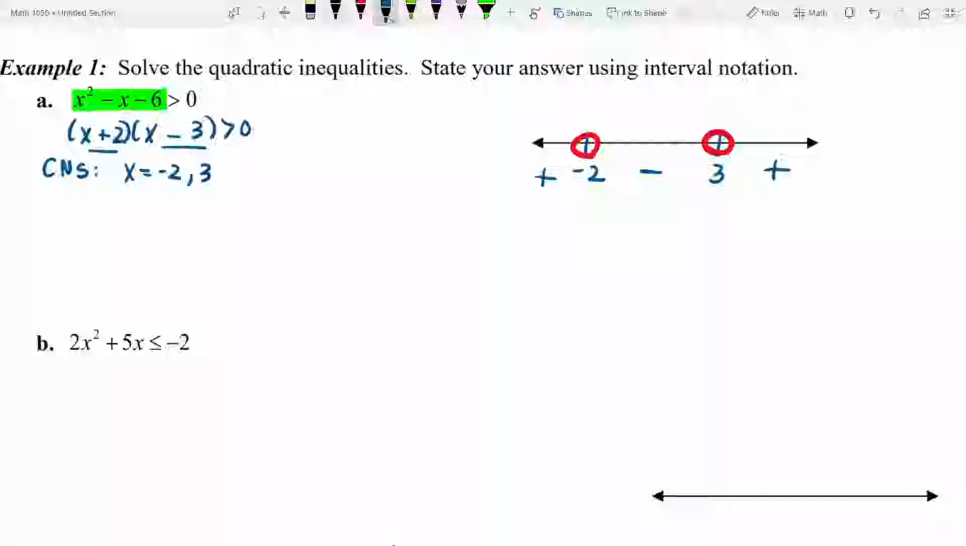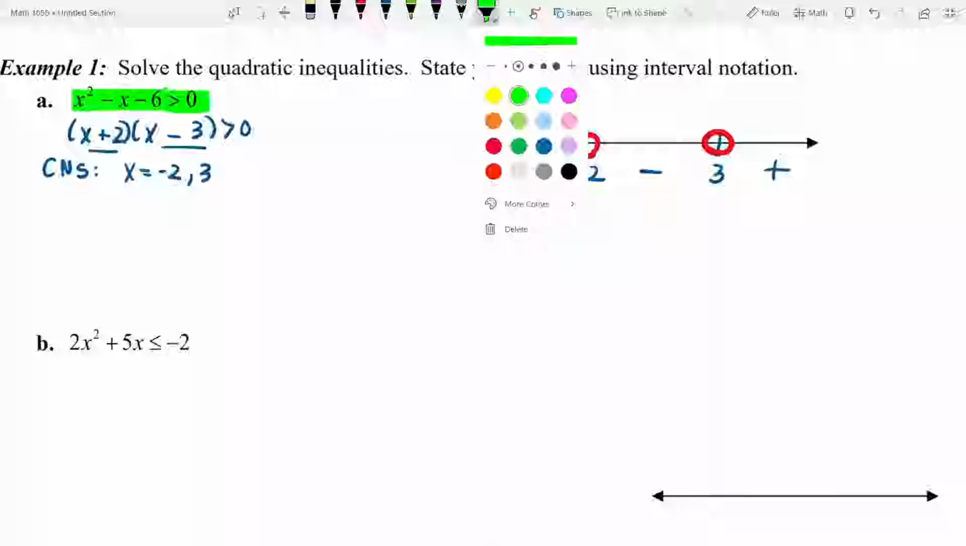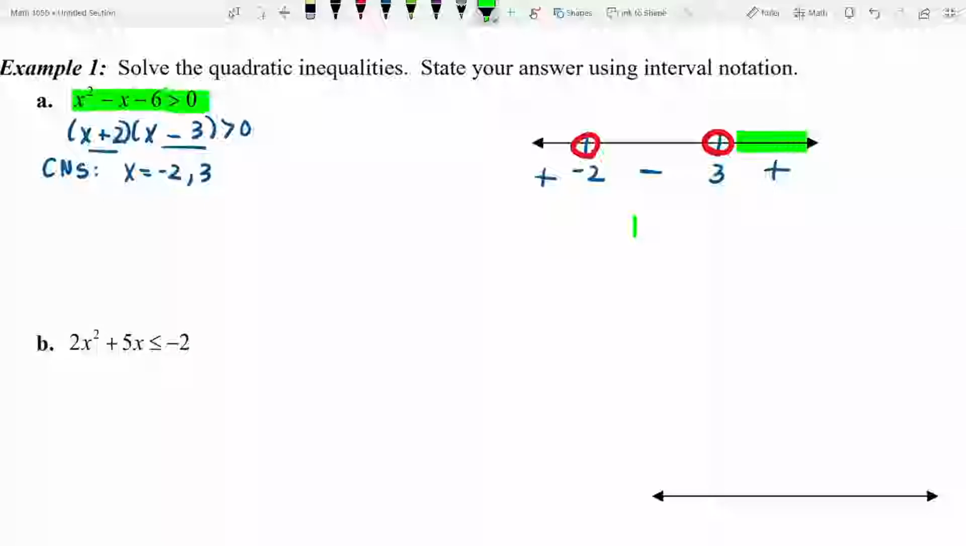I want the numbers that are greater than 0. So greater than 0, is that positive numbers or is that negative? Those are the positives. So it's going to be here and it's going to be here. And in interval form, your answer is -∞ to -2 with a parenthesis, union 3 to infinity, close it with a parenthesis, highlight your answer, and you're done.